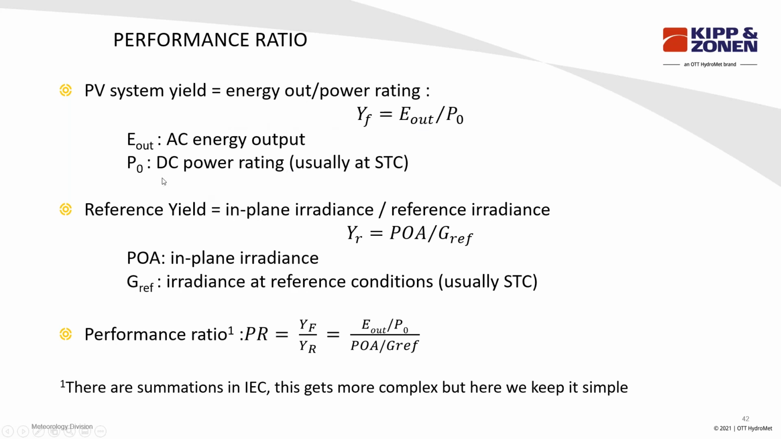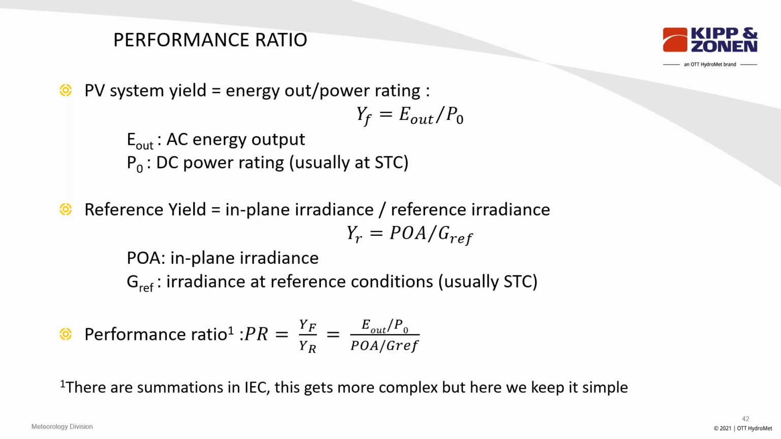The other thing to calculate is the reference yield, which is the in-plane irradiance that's measured. So it's the POA divided by the reference irradiance, and that's usually standard test conditions, so 1000 watts per square meter. Now, the way to calculate the performance ratio is to take the ratio of this PV system yield divided by the reference yield. And in a formula, it looks like this. In these calculations, we have omitted the summations, which would make it a bit more complex to go through. So here we like to keep it a bit simple.